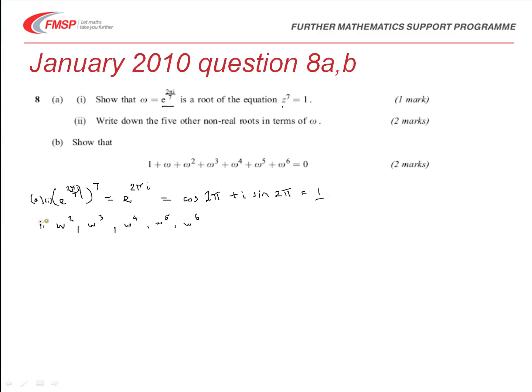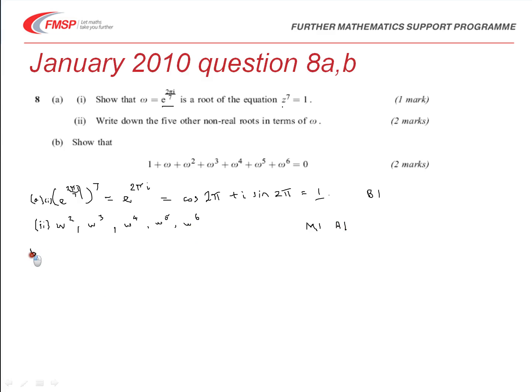You might have written those as e to the 4 pi i over 7, 6 pi i over 7, 8 pi i over 7, and so on. And they would have given you the mark for that as well. Obviously, in the first part we get 1 mark for this, and in this part it's just a method and answer mark. Method for showing some idea that you know about the powers, and then an accuracy mark for getting all 5 of them.